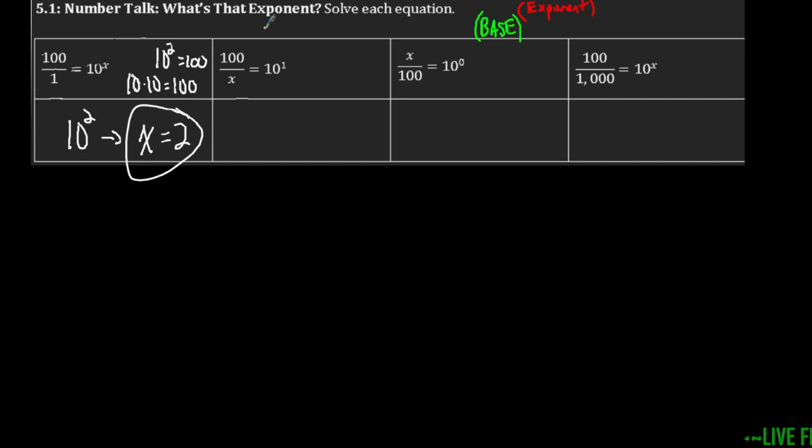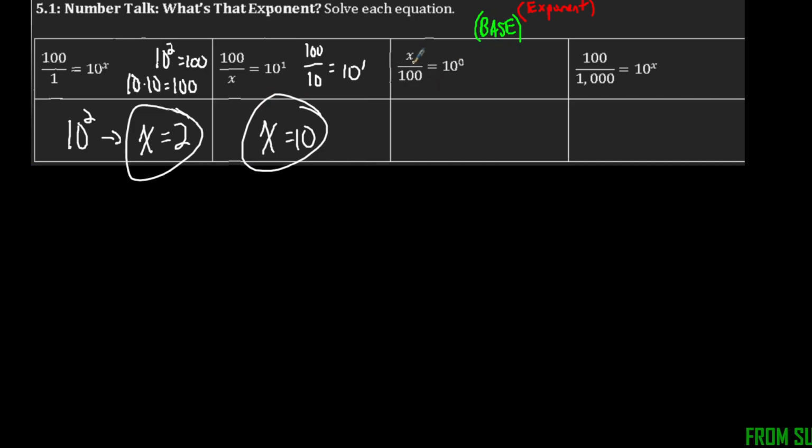So we can say for this one, 10 squared tells us that x equals 2. Then for the next one, it says 100 divided by x equals 10 to the first power. So we could say, well, fill in some blanks, 100 divided by 10 is equal to 10, which is the same as 10 to the first power. So we can just say x equals 10 for this one.